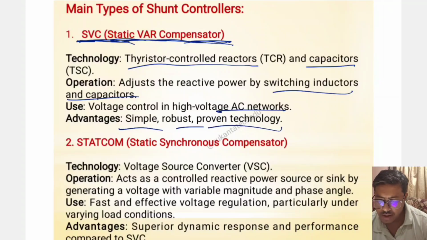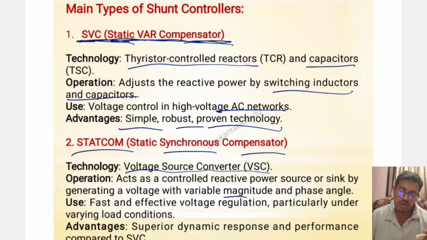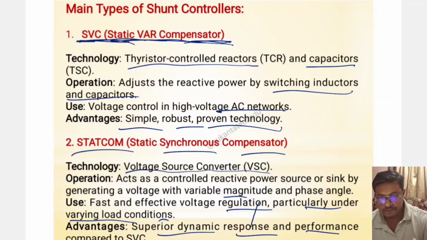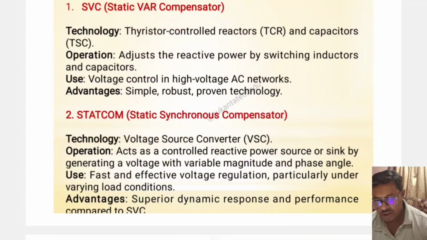The other type of shunt controller is STATCOM, the static synchronous compensator. The main technology is the voltage source converter, and it acts as a controlled reactive power source or sink by generating a voltage with variable magnitude and phase angle. It is mainly used for fast and effective voltage regulation, particularly under varying load conditions. The advantage is superior dynamic response and performance compared to SVC. So these are the main two types of shunt controllers.